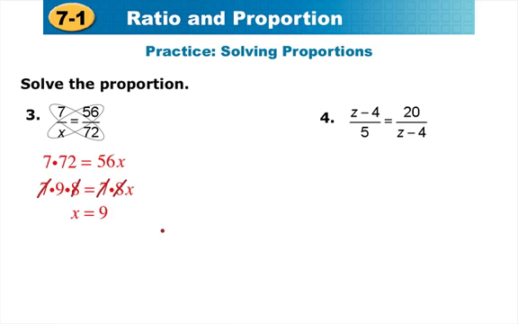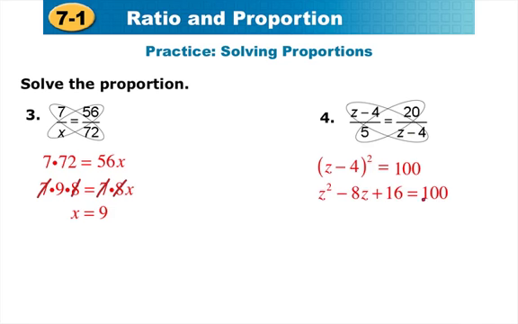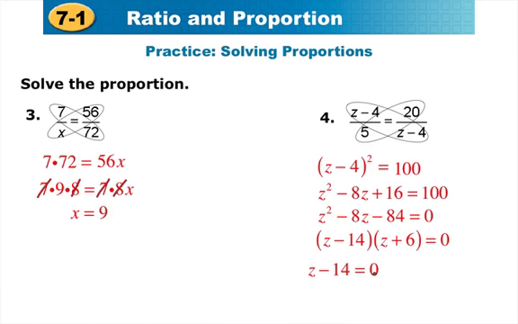Here's number 4. Product of the extremes is the following. Product of the means is the following. You have to FOIL here. And then at this point, I'm going to take away 100 from both sides. I get negative 84. And then at this point, I apply my factoring techniques that I learned in Algebra 1. I use the zero product property. So I let this first factor equal 0, second factor equal to 0, solve for z, and these are my 2 answers for z.